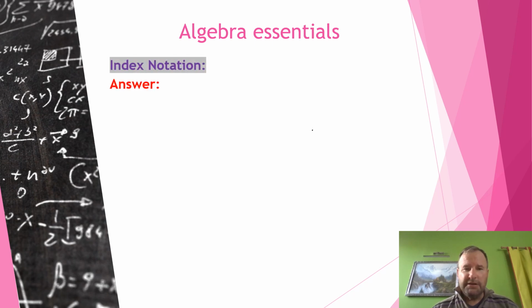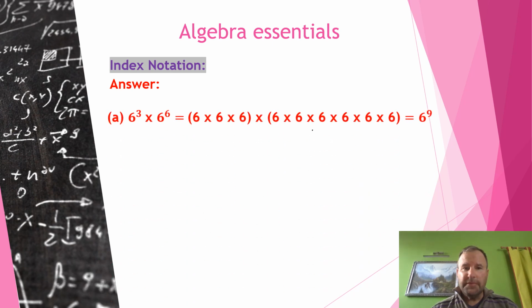And the answers here are as follows. If we have a look, 6 to the power of 3, 6 to the power of 6. We can see if we expand that out, we get the 1, 2, 3 sixes that we have here, and then we get the 1, 2, 3, 4, 5 sixes that we have here. If we add them all up, we can see the answer is 6 to the power of 9.